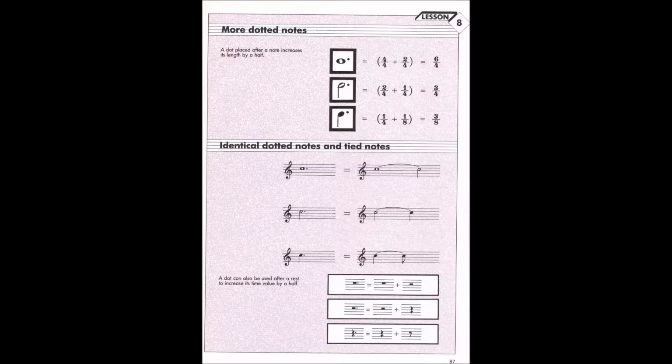On the lower half of page 87, you can see the relationship between dotted notes and tied notes. As you might have already suspected, a dotted note has exactly the same time value as one note tied to another note half its length. That's to say, a dotted semibreve is the same as a semibreve tied to a minim. A dotted minim equals a minim tied to a crotchet, and a dotted crotchet lasts the same amount of time as a crotchet tied to a quaver.